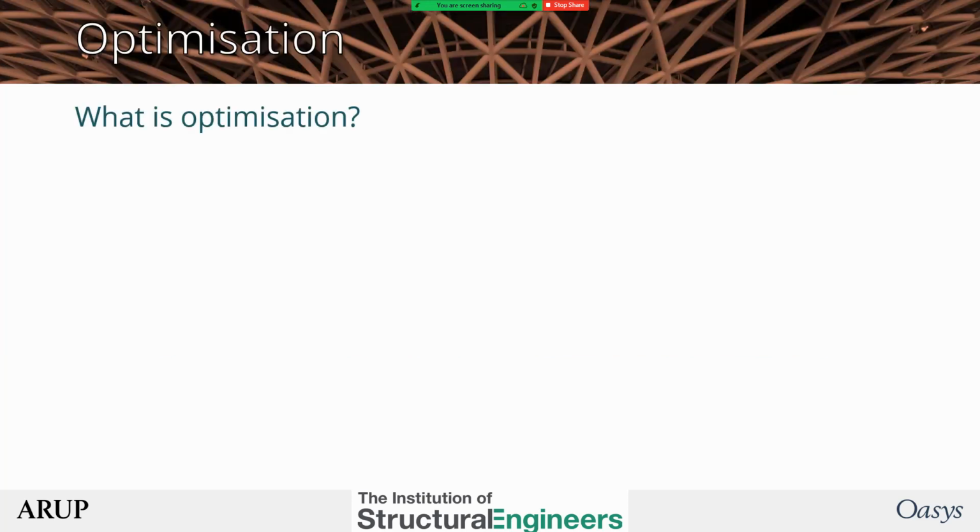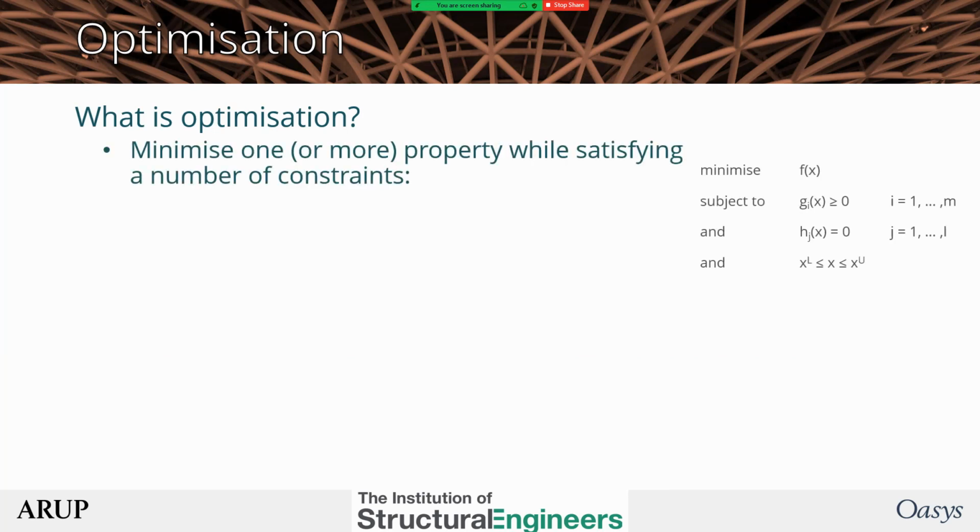Now, I've heard many opinions as to what is optimization, and in its simplest terms, it is minimizing the cost of something in a design subject to various constraints. That could be the cost, the weight, the amount of material, the construction time, etc.